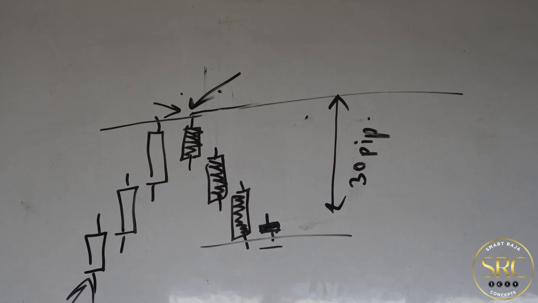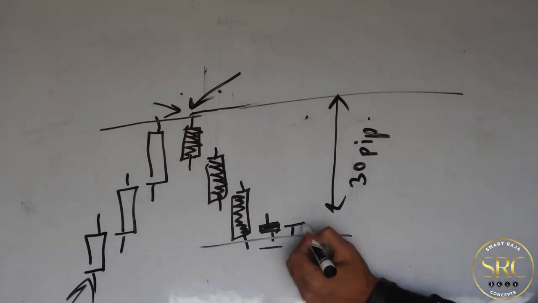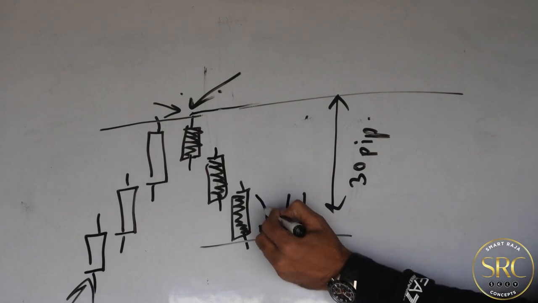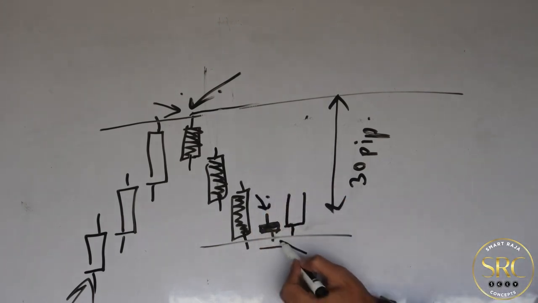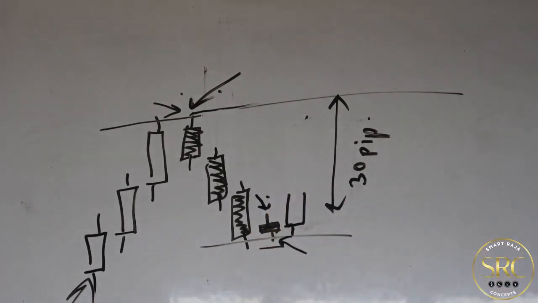At this point, what are you trying to do? Are you trying to wait for a support to form, or are you trying to take an impulse entry as the next candle breaks above this high without breaking this low? You're taking an impulse entry at that point, right?